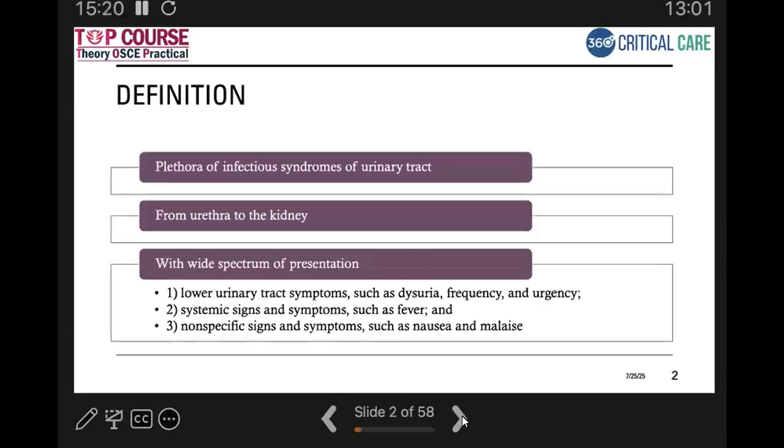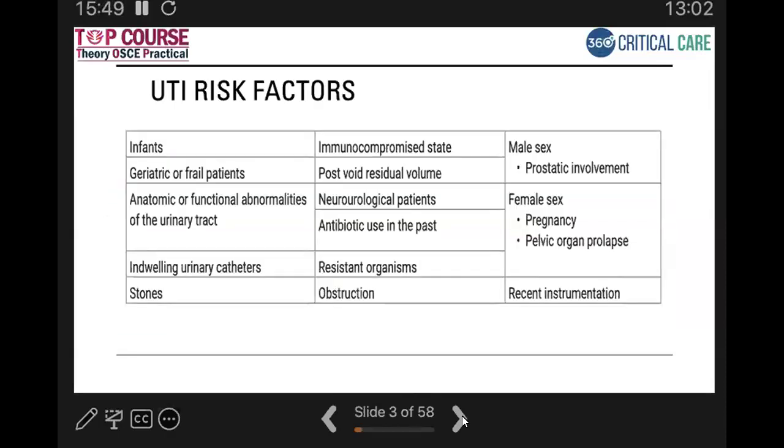What is urosepsis or a urinary tract infection? It is a plethora of infectious symptoms of the urinary tract, starting from the urethra to the kidney, lower to the upper urinary tract, with a wide spectrum of presentation. They can have lower urinary tract symptoms like dysuria, frequency, urgency, or they can have systemic signs and symptoms like fever, chills, and rigors, and non-specific symptoms also, nausea and malaise. This is the simple definition of urinary tract infection.